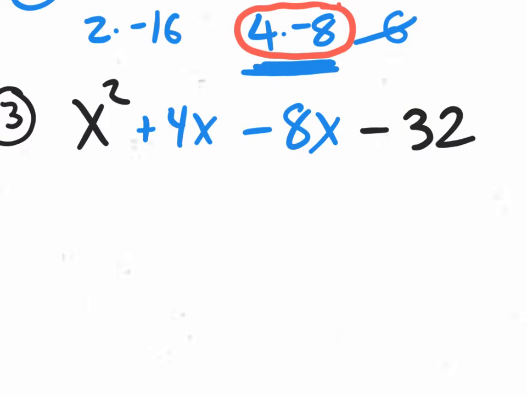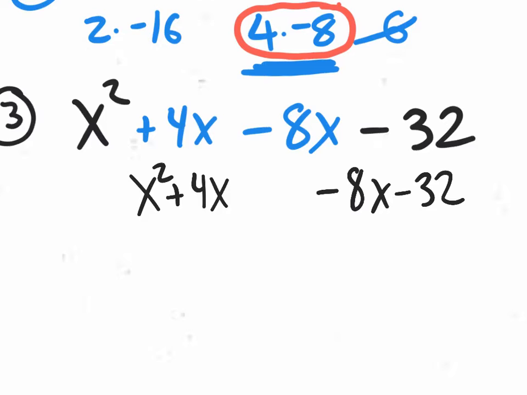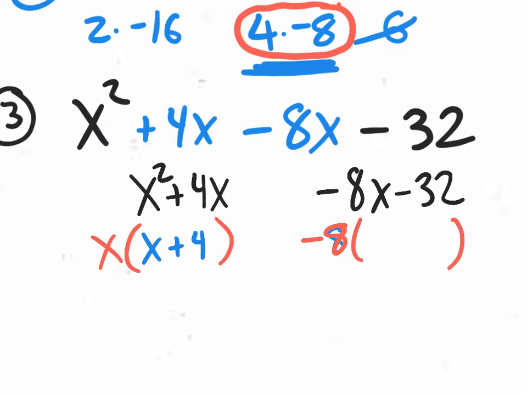Step 1 is to make 2 groups. So there are my 2 groups. All I did was make space between the first 2 terms and the second 2 terms. And then I'm going to factor something out of my first group. What could I pull out? An x. What do I have left? Okay, and then in the second group, what could I pull out? A negative 8. Negative 8. And what do I have left on the inside? X also plus 4. Great.